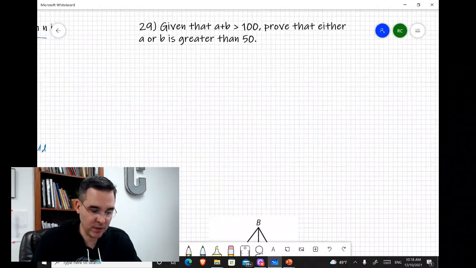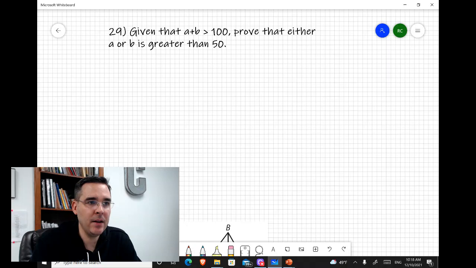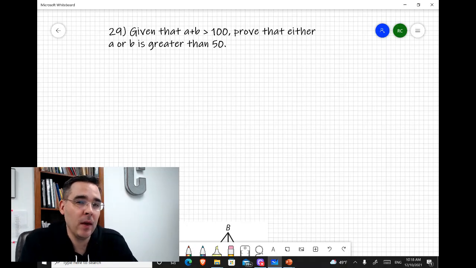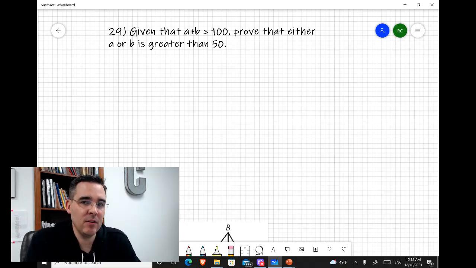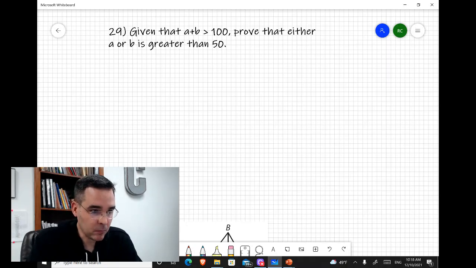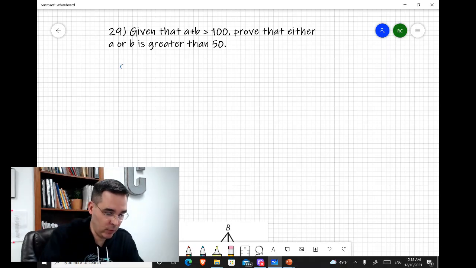Let's take a look at 29. In 29, we also have to work with an inequality instead of an equal statement, which is something that we're not used to doing so much up to this point in class. So we're given that a plus b is greater than 100. We have to prove that either a or b is greater than 50. So again, we have three statements we're going to make. We're going to work in that format.